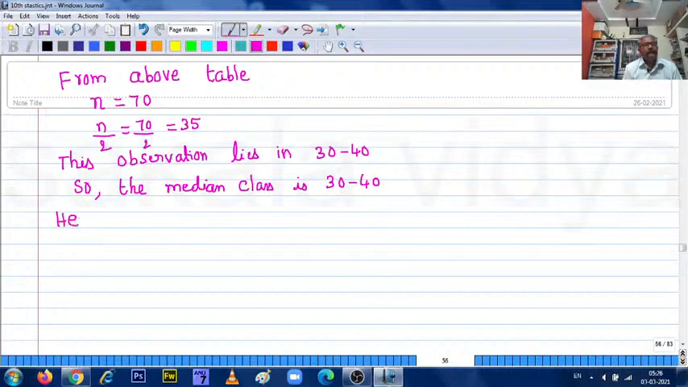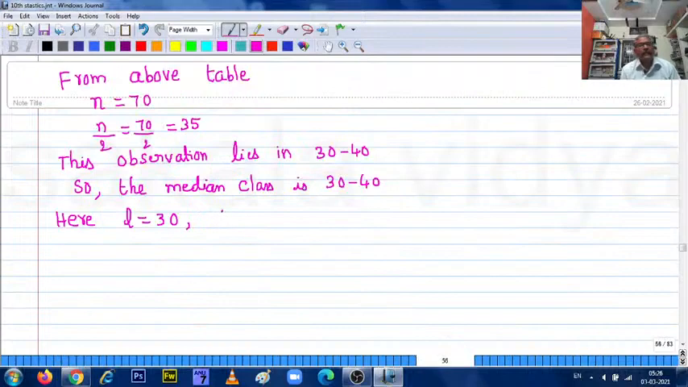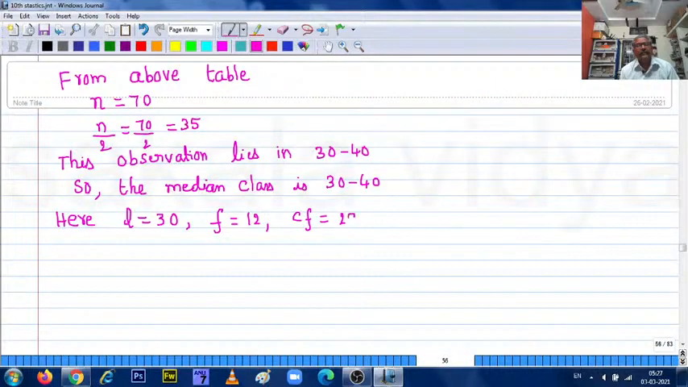Here this 30 is called L, L is equal to 30. Next go for the table. Here F is 12. Next CF, the cumulative frequency preceding the median class, that is 29. Now H is equal to 40 minus 30, that is 10.